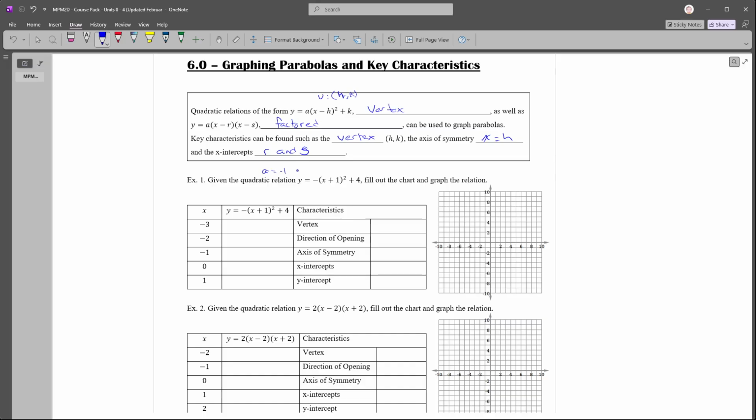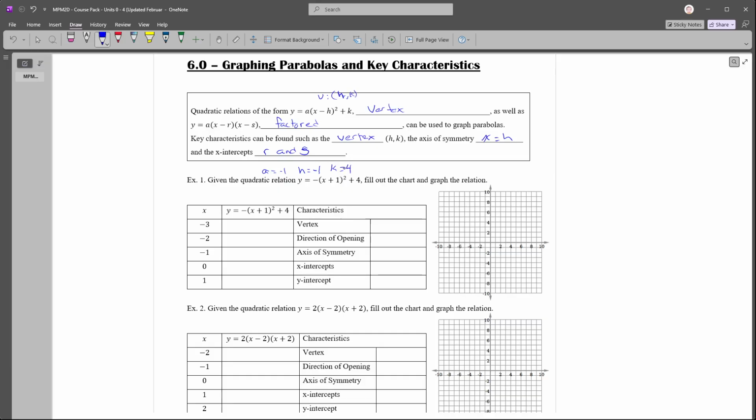Now we want to look at h and k. So what is h? h is always the value inside the brackets. If we see x plus 1, remember the relation is x minus h, so our h value is always going to have the opposite sign of what we see inside of here. In this case, this is a 1, so our h value is negative 1. Our k is always the value that's added to the squared term on the outside. So in this case, k is just equal to 4.